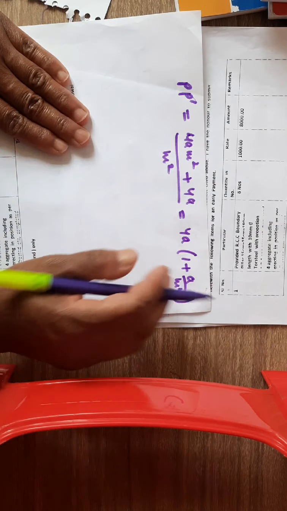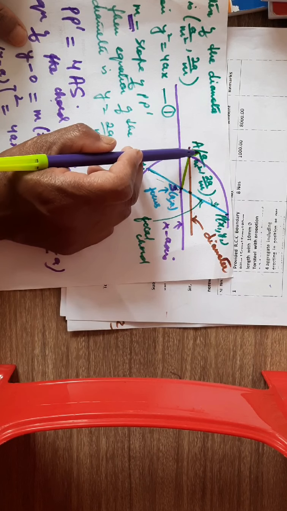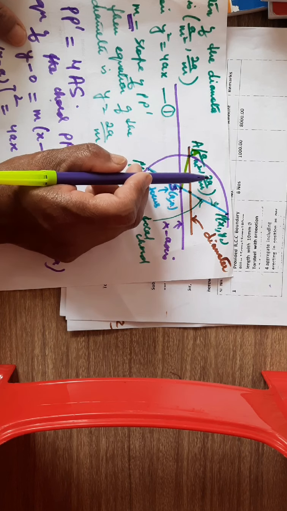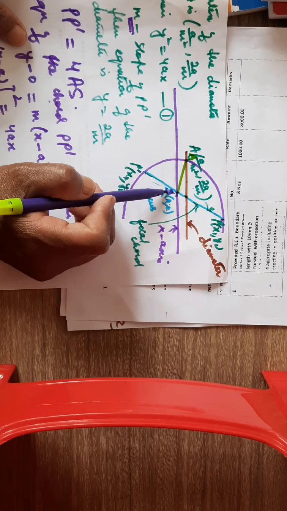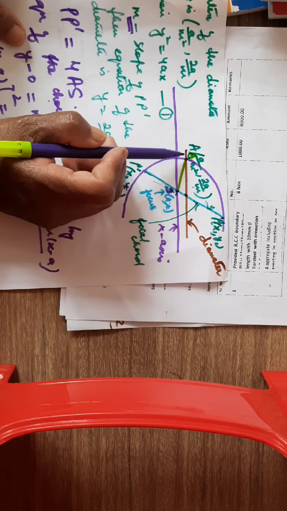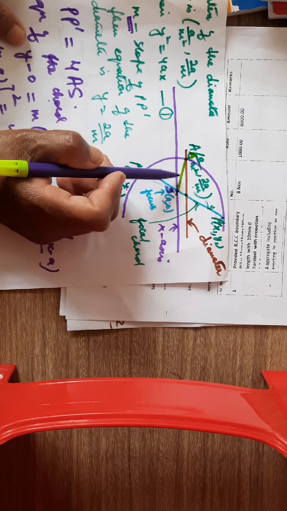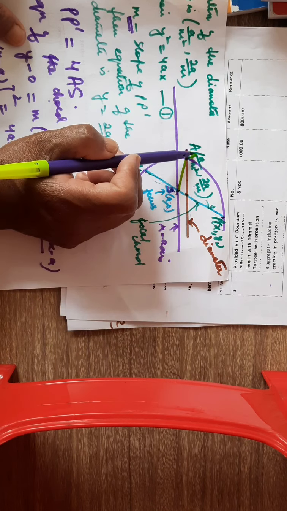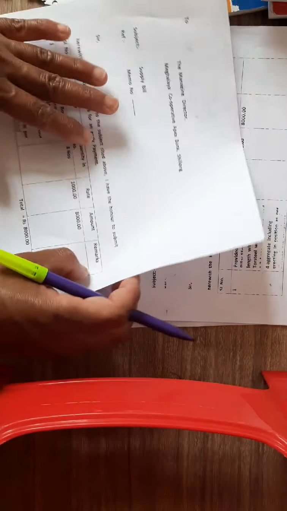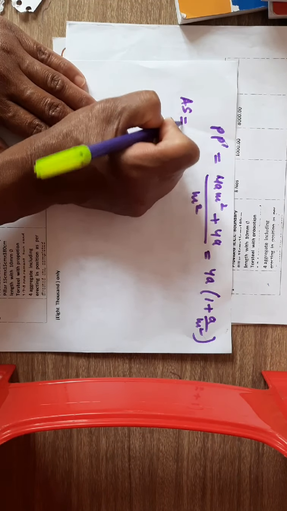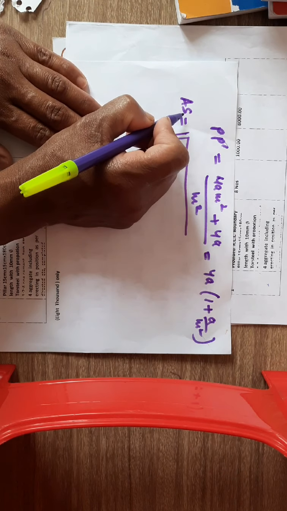Now we know that from the figure, the coordinate of this vertex A of the diameter is (a by m square, twice a by m), and the coordinate of S is also known as (a, 0). Now you can easily find the length of AS using the distance formula, where the coordinate of S is known and the coordinate of A is known. So from that figure, what is AS?